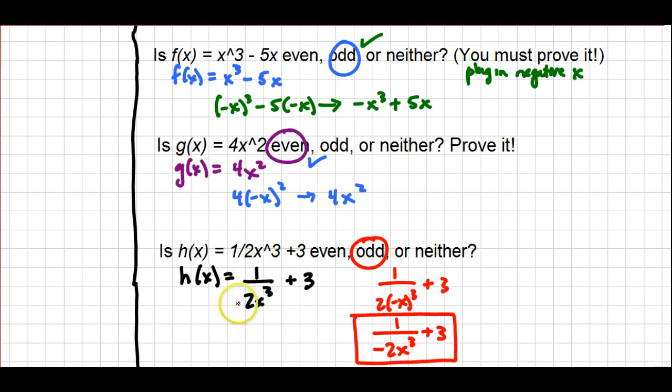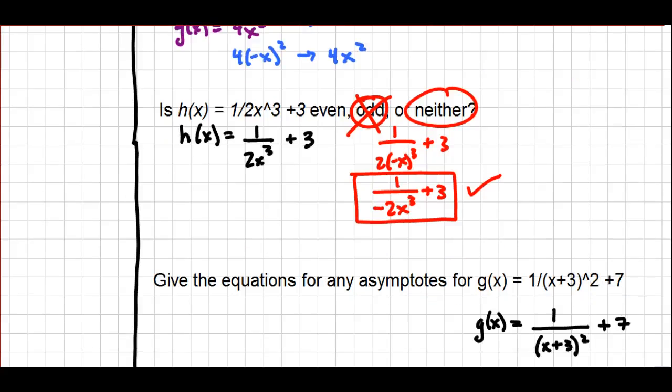So now if I compare the original to my new one, the fraction has gone to its opposite, but the 3 has not. So we did not prove that it was odd. If we had, this 3 would indeed be a negative number. Since it's not, we have proven that it is neither. So students have been given now an example of an odd, an even, and a neither.